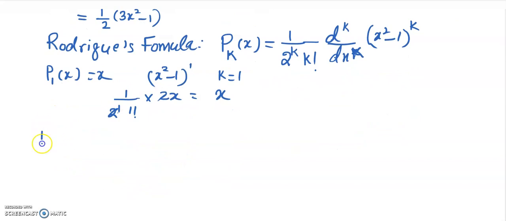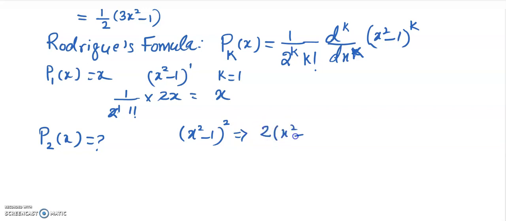And what is the second polynomial, which we just found out over here? Let's see whether we can get the same answer. For this, we take (x squared minus 1) to the power 2 and then take its derivative. It will be 2 times (x squared minus 1) times 2x. We can simplify it, so it will be 4x cubed minus 4x.